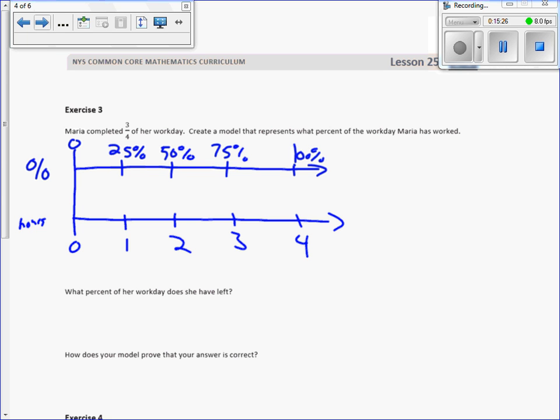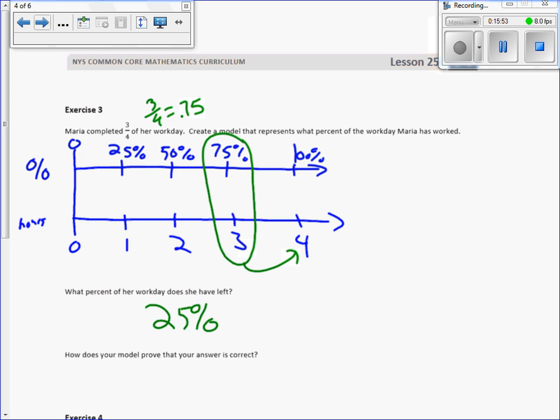So Maria completes 3/4 of her workday. 3/4 equals 0.75, which is 75%, or 3 out of the total 4. Either way you want to look at it. Okay? So she completed 75% of her workday. What percent of her workday does she have left? Well, if she's worked 75%, 25% is left, but 75 plus 25 equals 100%, meaning out of 100.